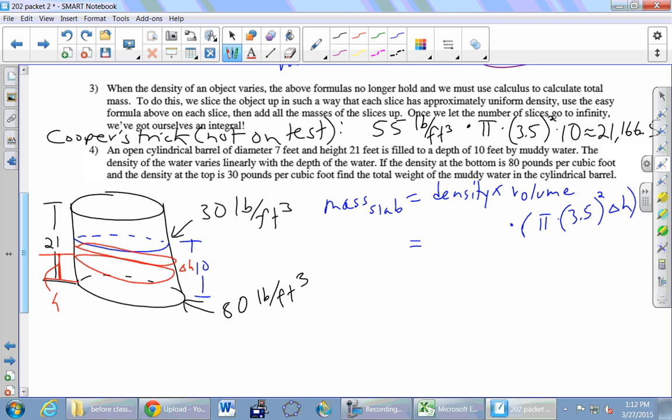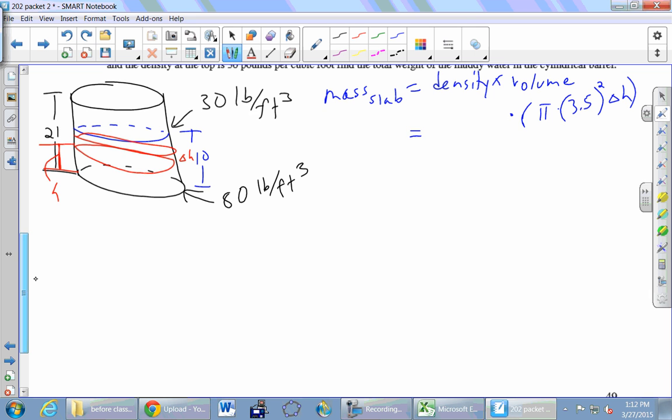Okay, so we just need a formula, right? And the formula is supposed to get us from when H is 0, the density is 80, up to when H is 10, the density is 30. So you might be able to just come up with the equation that relates the density to the height, but if you can't, then you can just make a few ordered pairs.